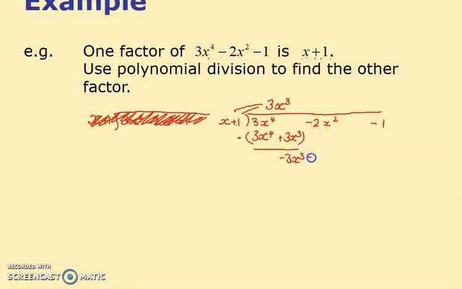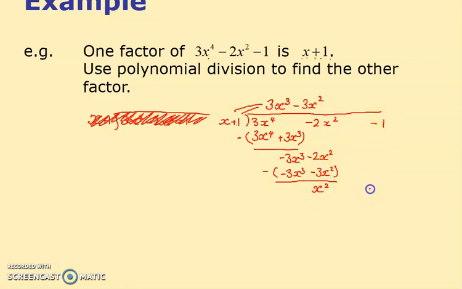Bring down the minus 2x squared. Okay. What do I times the x by to get minus 3x cubed? I reckon that's minus 3x squared. Okay, so 3x squared times that gives me the minus 3x cubed I wanted. And minus 3x squared times 1 gives me minus 3x squared. Put in the bracket to remind me to take away. And that minus that disappears. Minus 2 effectively plus a 3. I reckon that's plus x squared.